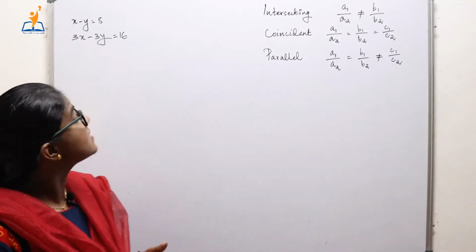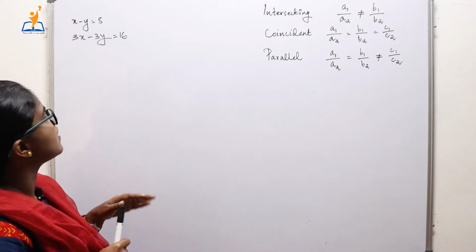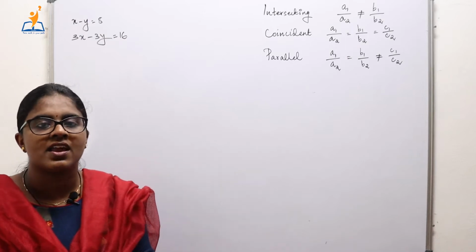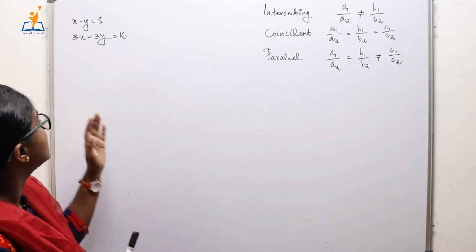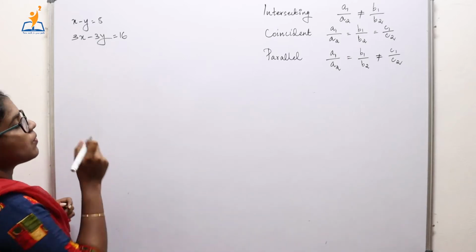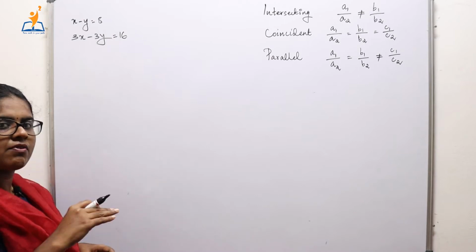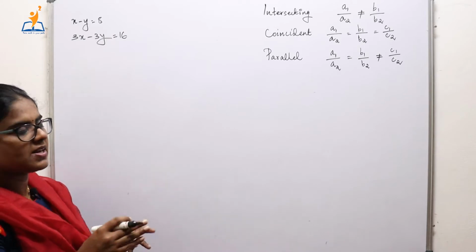Now we can solve another problem. Now the next question is x minus y equals to 8 and 3x minus 3y equals to 16. We have to check whether this pair of linear equations has a consistent solution or an inconsistent solution. We will check for that. For that we want a1, a2, b1, b2 and c1, c2, and we want to find the ratios a1 by a2, b1 by b2 and c1 by c2.